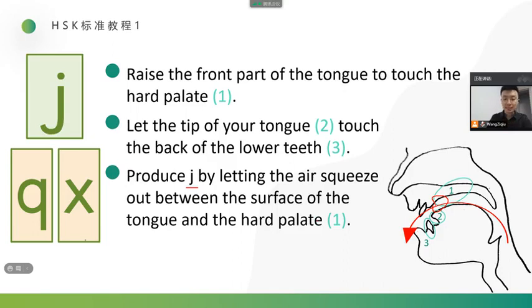When we read Xi, just use the tip of your tongue to touch the back of the lower teeth. Don't block the airflow. Xi. Okay, listen once again. Ji. Qi.